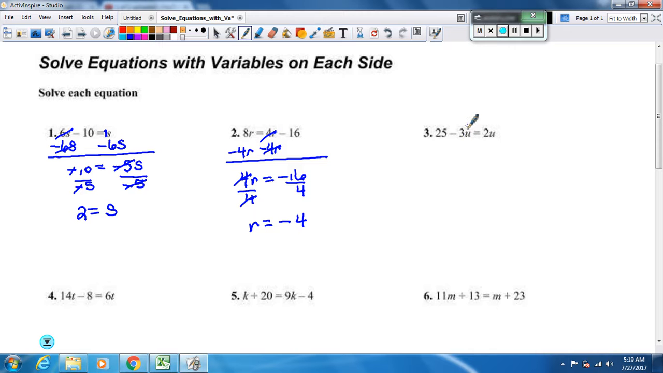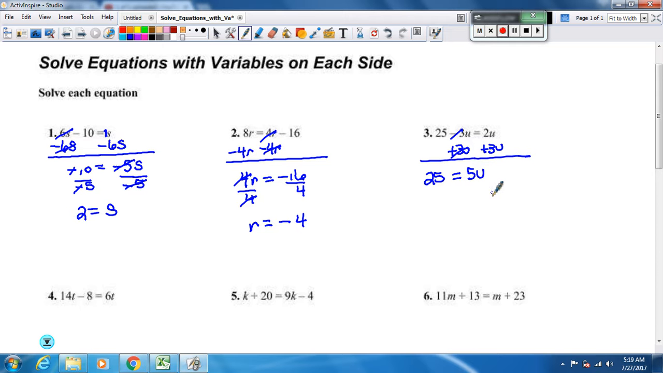Okay, the next one, I have a negative 3 and a positive 2. Negative 3 is smaller, so I'm going to move it. I would have moved it anyway because I don't want to leave nothing over here with the 2. So the opposite of negative 3u is a positive 3u. So I'm going to add 3u to both sides. Bring down the 25. Opposites cancel. Bring down the equal. 2u plus 3u is 5u.